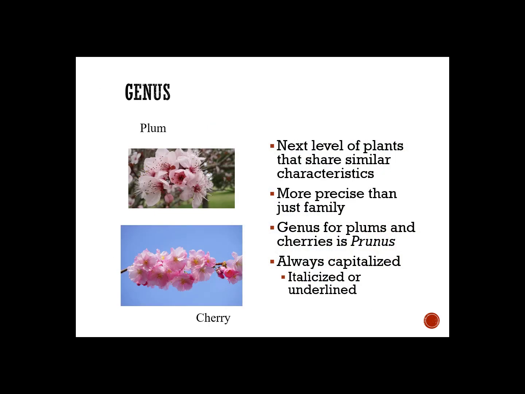Then the next level is genus, and they share similar characteristics. It's a little more precise than family. The genus for plums and cherries is Prunus. It's always capitalized, and it's italicized or underlined.